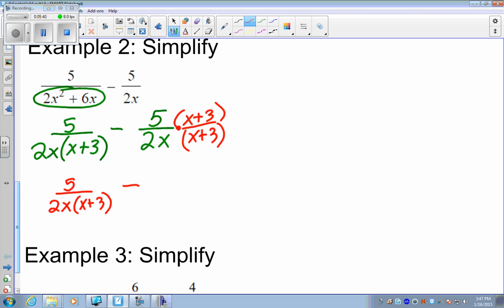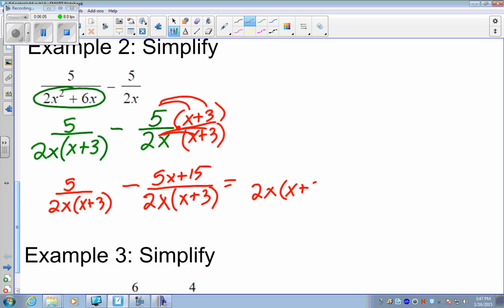5x plus 15. Distribute that 2x in. Oh, actually, you don't have to distribute it in. You can just leave it. It actually is beneficial for the next step. So we know we have like denominators. We have a 2x times x plus 3 and a 2x times x plus 3. So I'm going to bring that across.